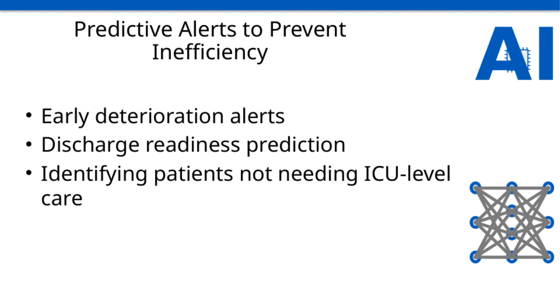Then, there's the focus on identifying patients who don't need ICU-level care. Not every patient requires intensive monitoring, and by recognizing these cases early, we can allocate resources more efficiently and avoid unnecessary ICU admissions. Finally, predictive alerts play a key role in preventing inefficiencies. They serve as proactive notifications that help us streamline workflows, reduce delays, and ensure that patients receive the right level of care at the right time. All these elements tie back to our overall goal: enhancing patient care through smarter, data-driven decision-making.